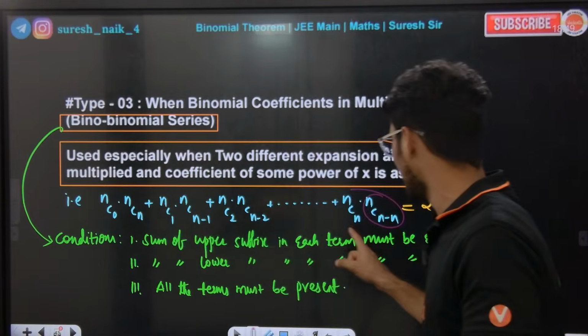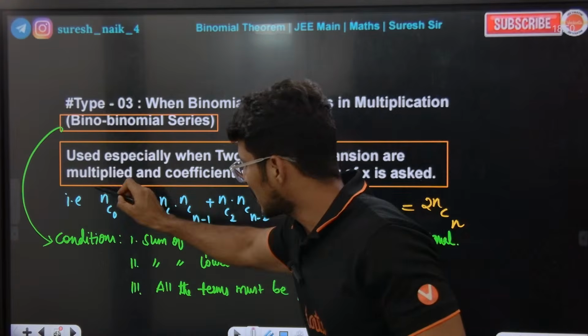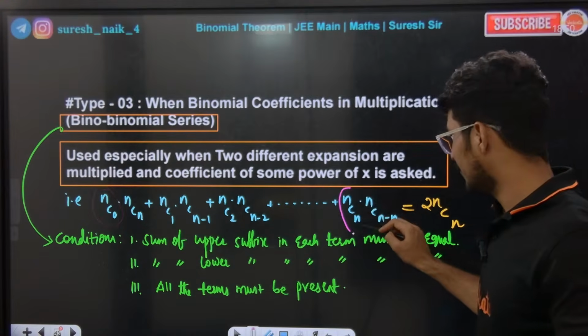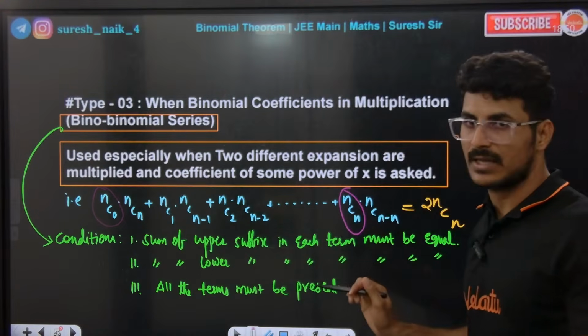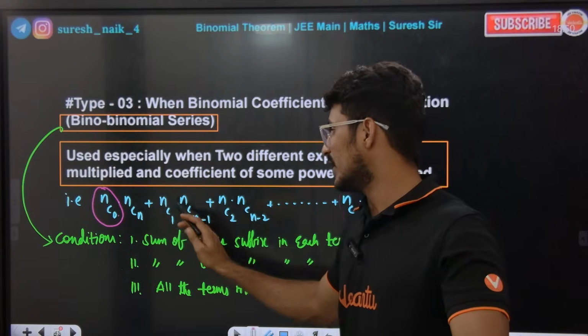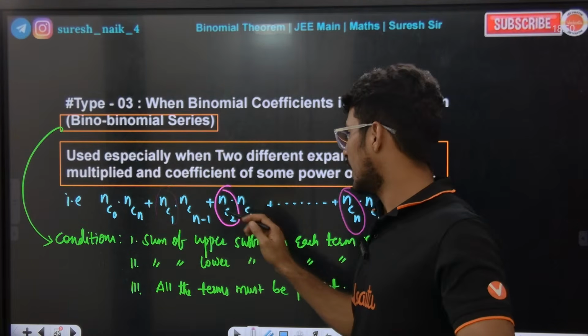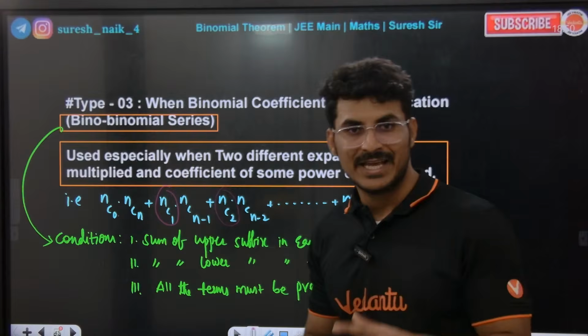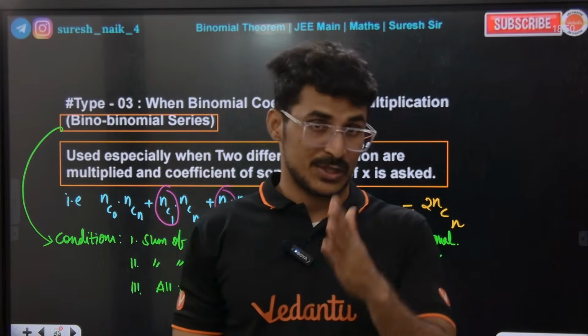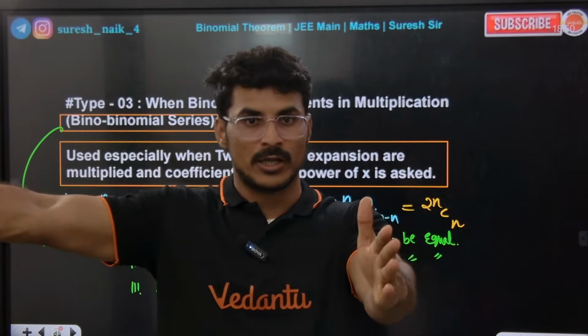If I start at 0, I am ending with 10. I am starting with 0 and ending with 10. First term nC0 to nCn: nC0, nC1, nC2 and so on till nCn. Every term is present. Is any term absent here? No. Starting at 0, I am stopping at 10 only, all the way.